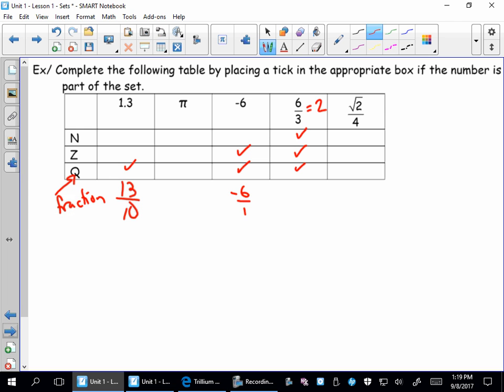Okay, and then root 2 over 4. Well, root 2 itself is a big decimal, a never-ending decimal, which means I can't count it. It's not an integer. It's not even a rational number because the top number is itself a decimal. Okay, we've written it nicely as root 2, but since it's a decimal, I can't put anything down here.